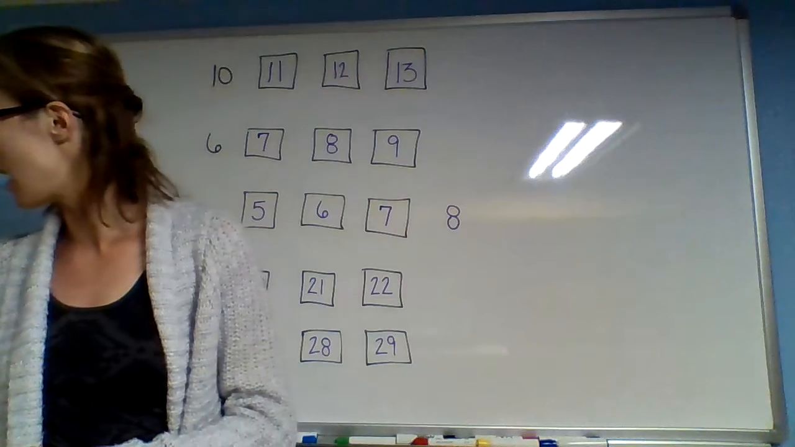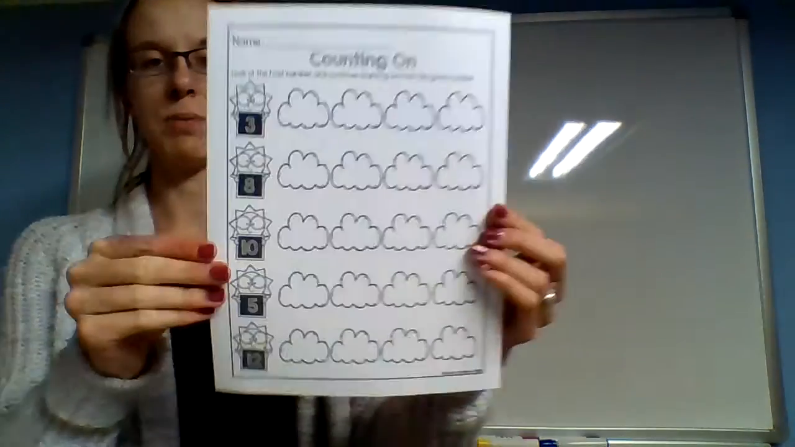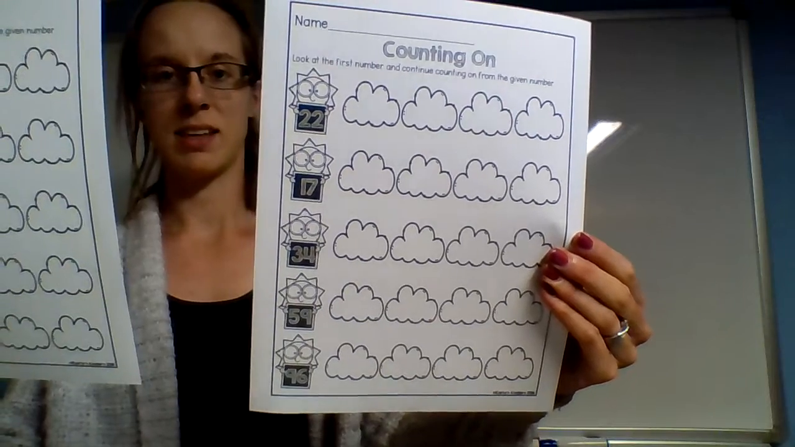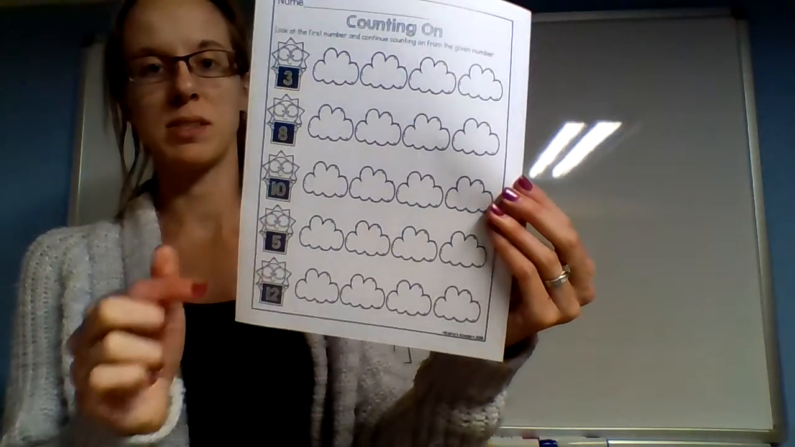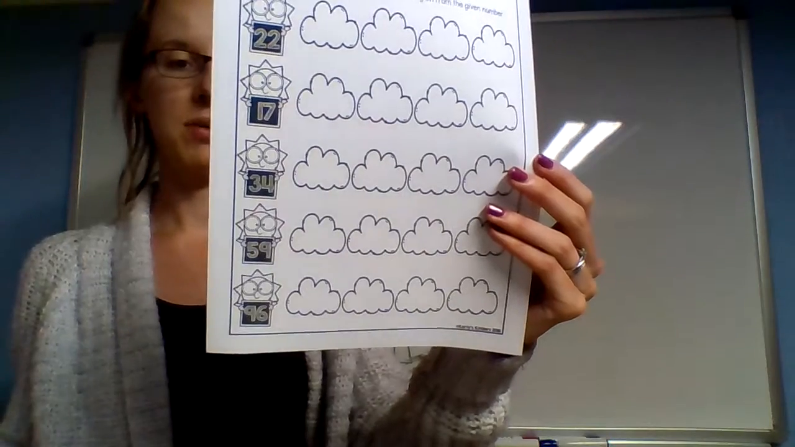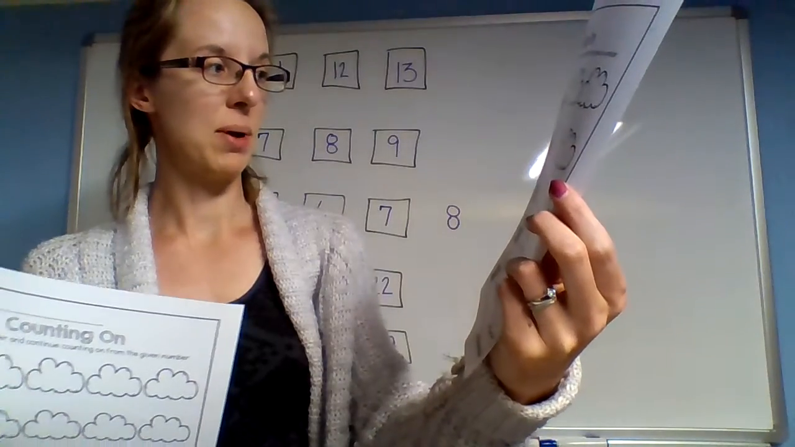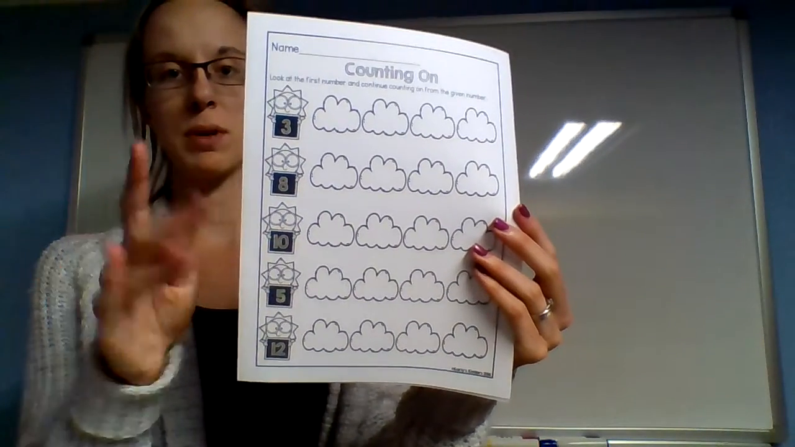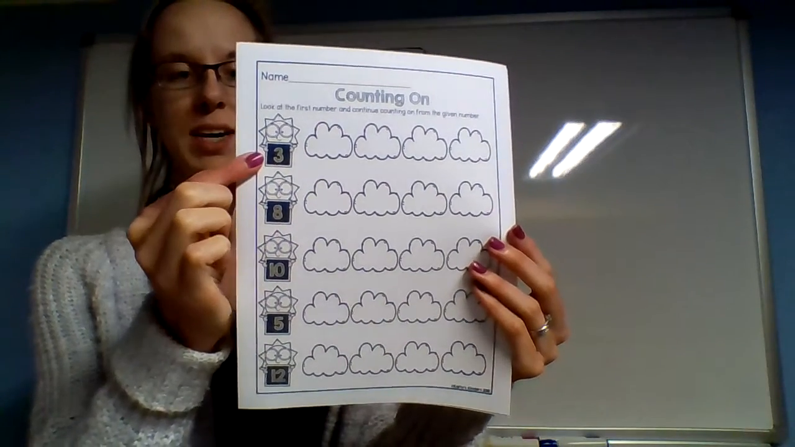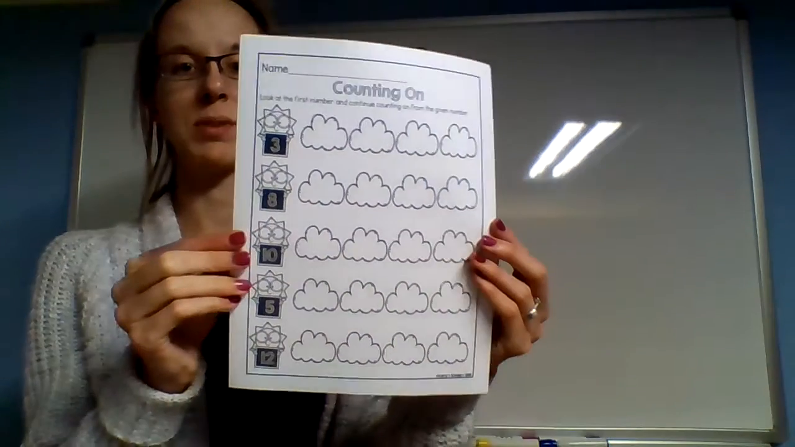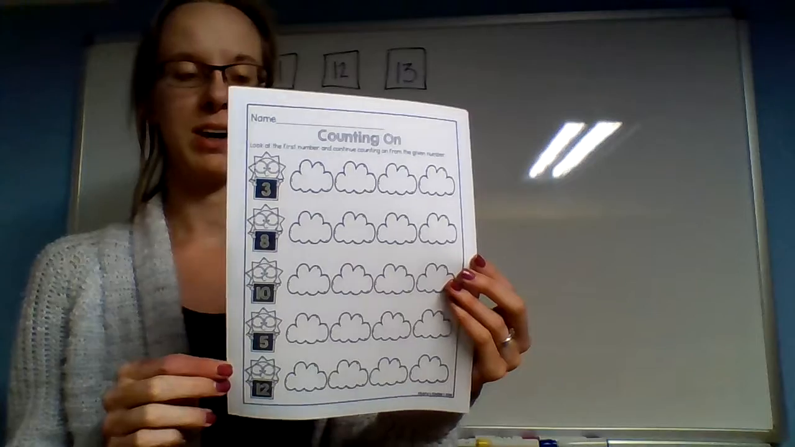In your packet today, you have 2 pages to help you practice counting on. One looks like this, and the other looks like that. This page uses smaller numbers, the biggest one being 12. The other one uses bigger numbers, going all the way up to 96. It asks you to fill in 4 numbers after the numbers. So 3, and then you would write 4, 5, 6, 7, counting on from where you left off.